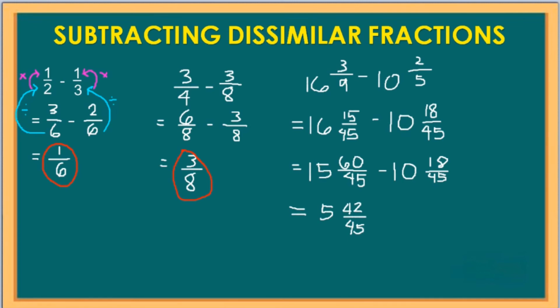which is divisible by 3. And for 45, 4 plus 5 is 9, which is also divisible by 3. So 42 and 45 are divisible by 3. The GCF of 42 and 45 is 3. So the final answer is 5, and 42 divided by 3 is 14. 45 divided by 3 is 15. The final answer is 5 and 14 fifteenths.